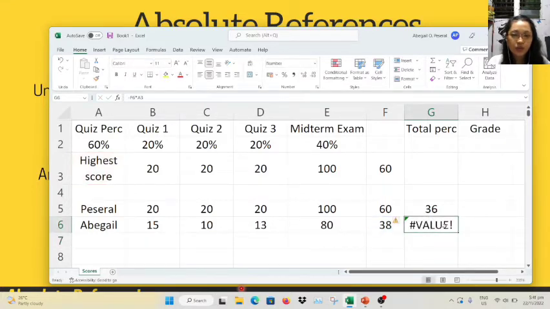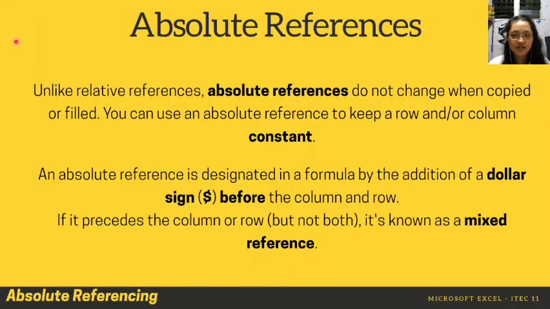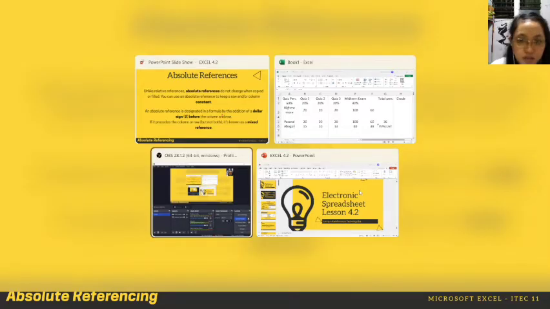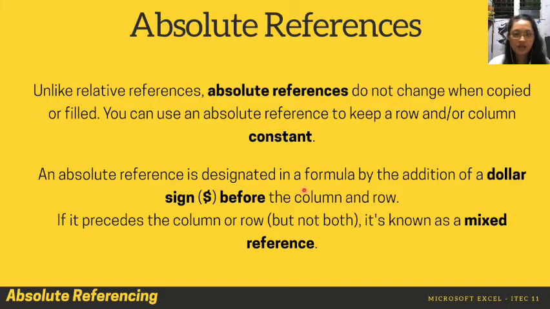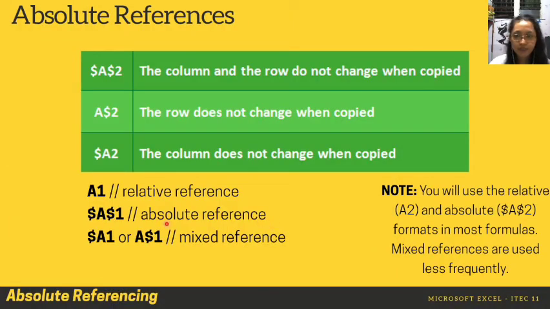But if we are going to use absolute referencing, let's go back to our slide. Absolute referencing is designated in the formula by the addition of a dollar sign before the column and row. If it precedes the column or row, but not both, it is known as a mixed reference. So this one is a relative reference, it has no dollar sign, and this one has dollar signs, an absolute reference, and this one is the mixed reference. Note, you will use the relative and absolute formats in most formulas. Mixed references are used less frequently.